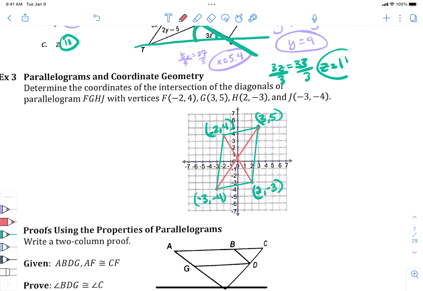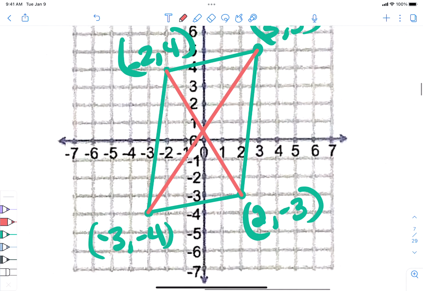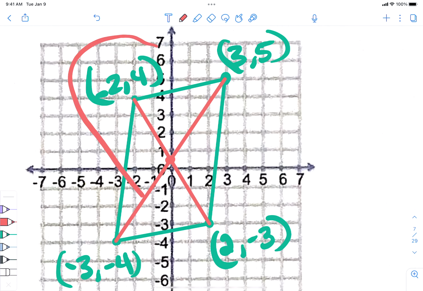All right, so what we're trying to find is, it says determine the coordinates of the intersection of the diagonals. So we're trying to find this spot right here. This morning they were guessing like 0, 0, but I don't know. It's like 0 and a half. Okay. So we're going to find that point exactly using some math. Luke was saying, let's do the distance formula, and I'm like, no, let's not do that. So let's look at this diagonal right here.